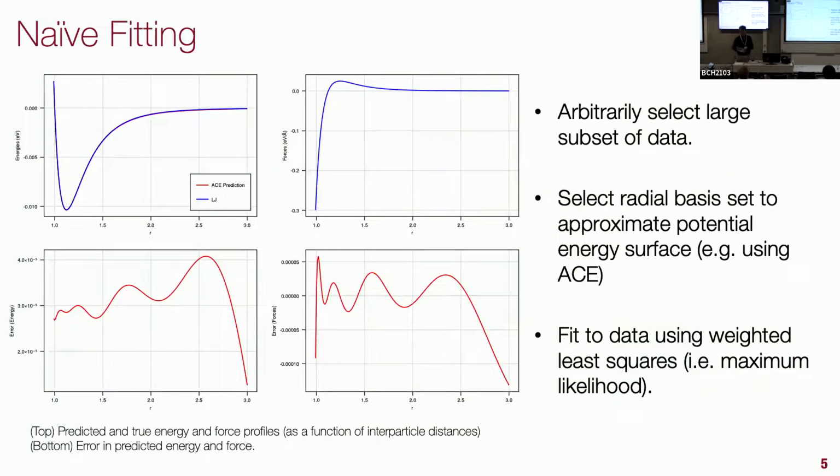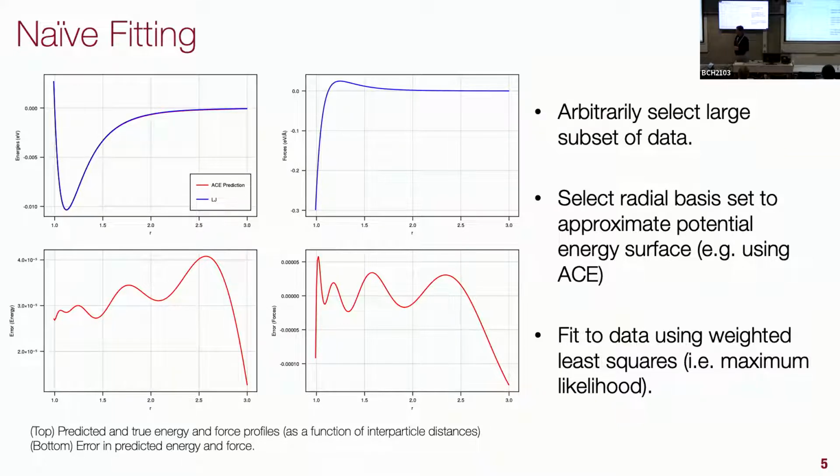So first I want to say, what would be the naive, most basic thing that you would want to try to do? And you would say, well, maybe I just select some large subset of my data, take maybe my entire MD trajectory, and select 100, 200 configurations randomly, maybe every 100 time steps, 1,000 time steps, something like that. You select some appropriate radial basis sets. I use a particular linear framework to do this, and then you fit the data using some maximum likelihood approach or maybe something else.